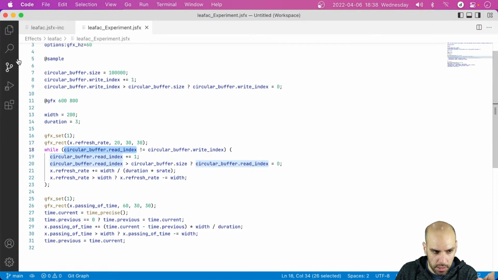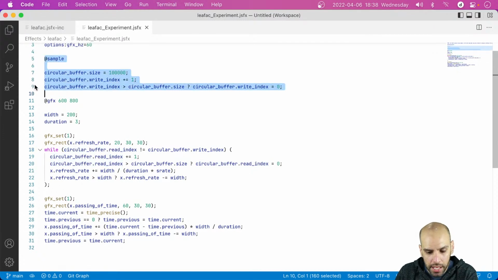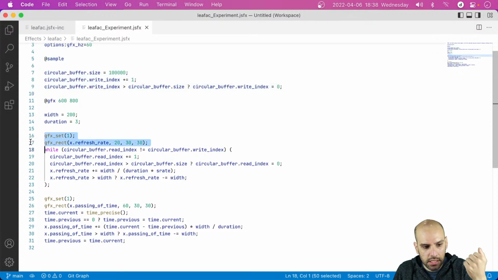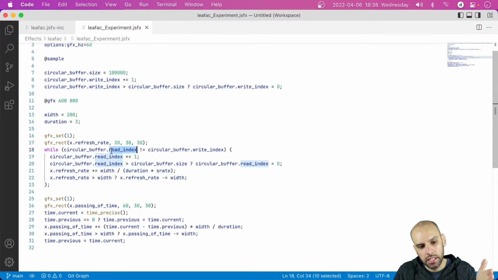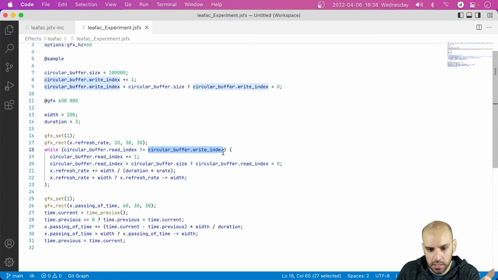So sample block is receiving samples and writing into the circular buffer. The GFX block is taking stuff out of the circular buffer, so it has its own read index that is lagging behind but catching up to the write index. This is the line that does that. We are incrementing the read index up until we reach the write index. It's trying to catch up to the write index and then it stops.